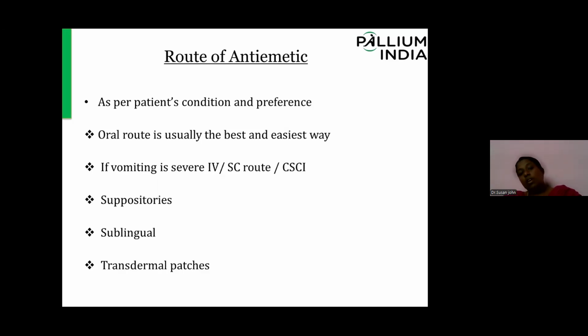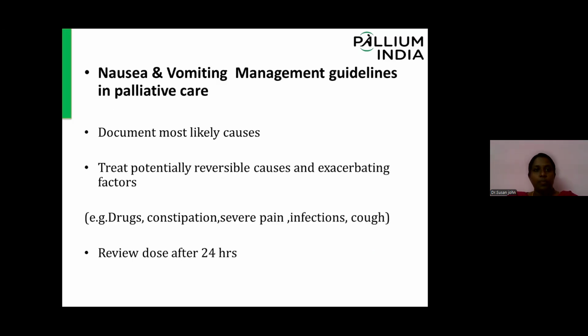For the route of antiemetics, as per the patient's condition and preference, the oral route is usually the best and easiest way. But if the vomiting is severe and the patient is not able to swallow, we can consider IV, subcutaneous, or continuous subcutaneous or IV infusions. We can also provide a suppository, sublingual, or transdermal patches.